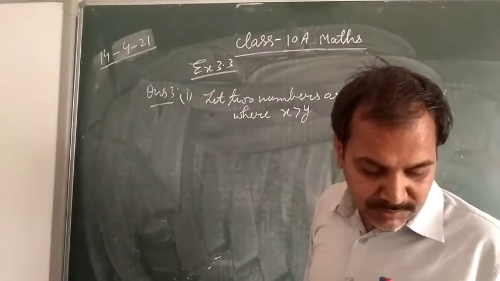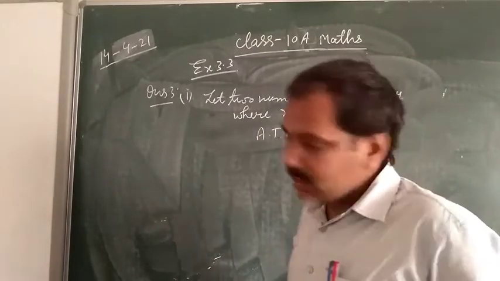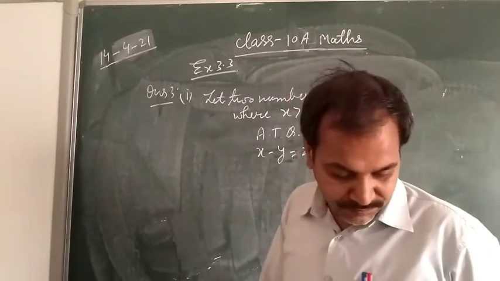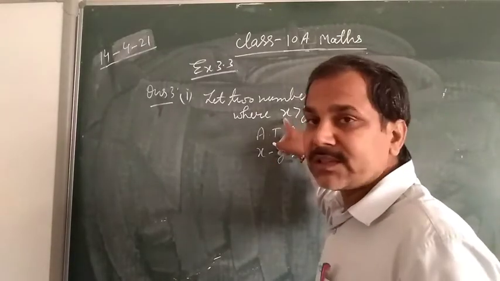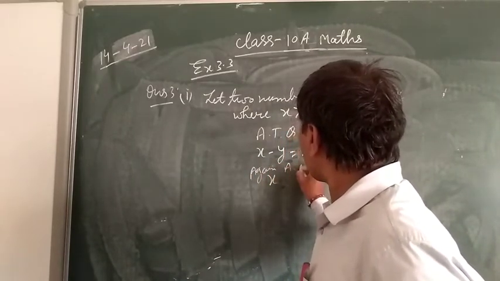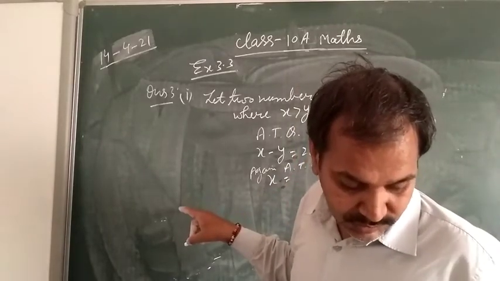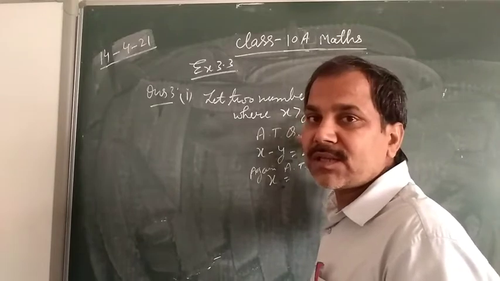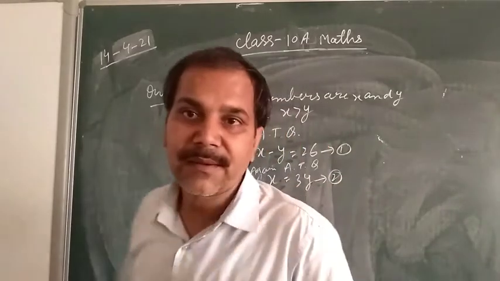The difference between two numbers is 26. According to the question, difference, so x minus y is 26. That is the first equation. And one number is 3 times the other. One number, so this is the bigger number. So according to the question, one number is 3 times the other. So this is x greater than y, so surely this number will be 3 times that other number. So x is equal to 3y. Very simple. Then find x and y.